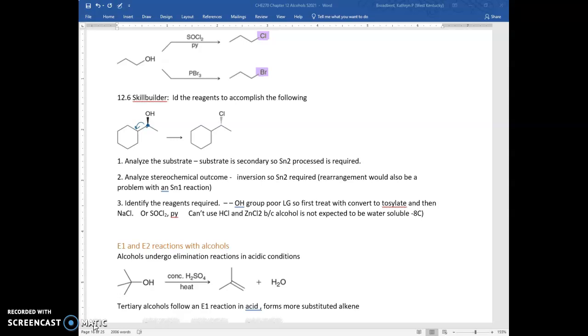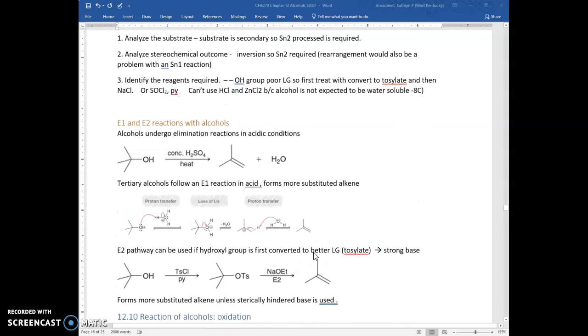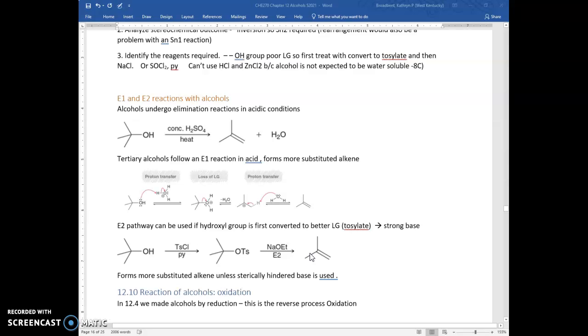E1 and E2 reactions. Alcohols will also undergo elimination reactions under acidic conditions. So first we'll have a proton transfer. That gives us a good leaving group, and a carbocation can be formed, and then elimination can occur. An E2 pathway can also be used, but first we're going to have to make the hydroxy into a better leaving group with the tosylate, and then we'll use a strong base. This will form the more substituted alkene unless a sterically hindered base is used.